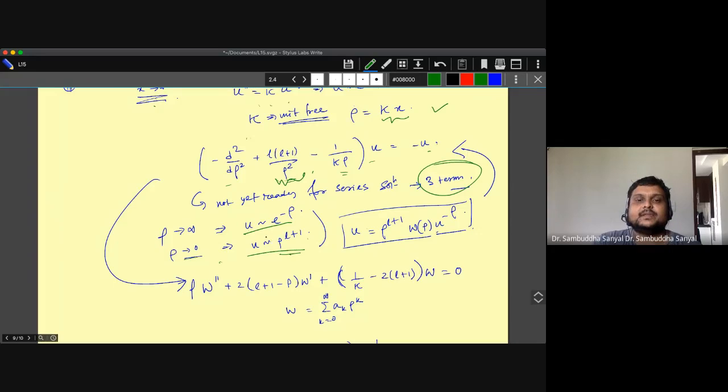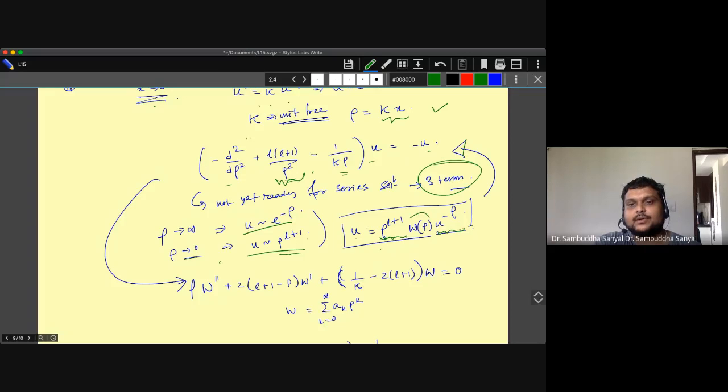So now if these two limits are settled, then I can put my ansatz solution u to be of this form, rho to the power l plus 1 and e to the power minus rho. So you know obviously at rho going to 0 limit, this term is going to dominate and this term will vanish, and at rho going to infinity limit, the overall behavior will be of this form, e to the power minus rho form. Okay, so now with this ansatz solution, I plug this into this equation.